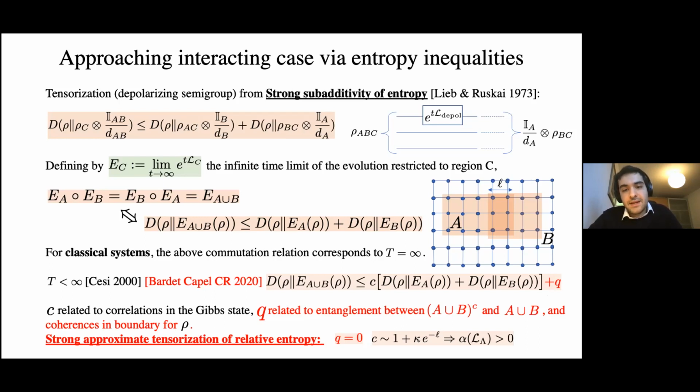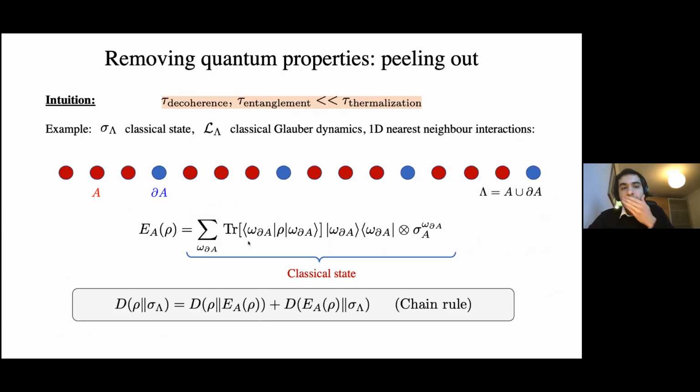And because of this, this argument of Ceci cannot go through directly. So the whole point now is to find a way to restrict ourselves to states for which this constant Q disappears. And then the argument of Ceci would follow. Okay, so the intuition behind this fact is that the time it takes for your system to lose all its coherences and the time it takes to lose all its entanglement should be much smaller than the time it takes for thermalizing.